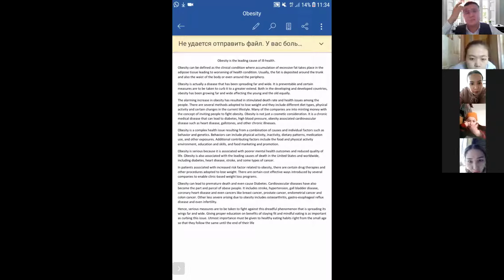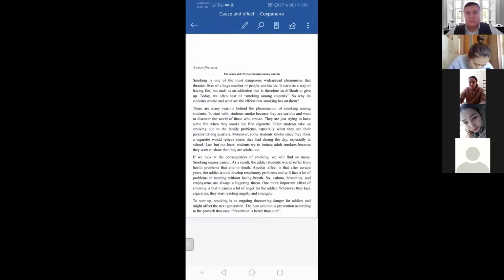The theme is the cause and effects of smoking among students. Smoking is one of the most dangerous widespread phenomena that threatens the lives of a huge number of people worldwide. It starts as a way of having fun, but ends as an addiction that is so difficult to give up. Today we often hear of smoking among students. So why do students smoke and what are the effects that smoking has on them? There are many reasons behind the phenomenon of smoking among students. To start with, students smoke because they are curious and want to discover the world of those who smoke.